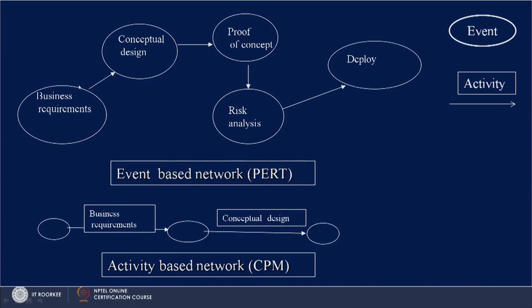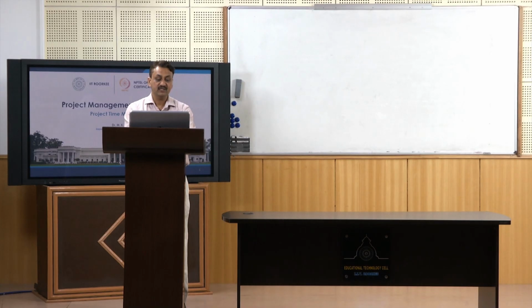So, business requirement and all other activities which we are representing in these circles, and this is the last one. So, this is known as event based network, it is called PERT. So, PERT is an event based network and CPM is an activity based network.